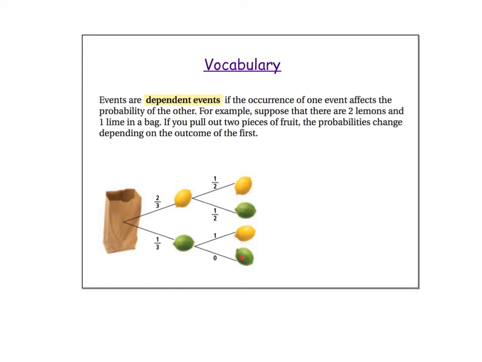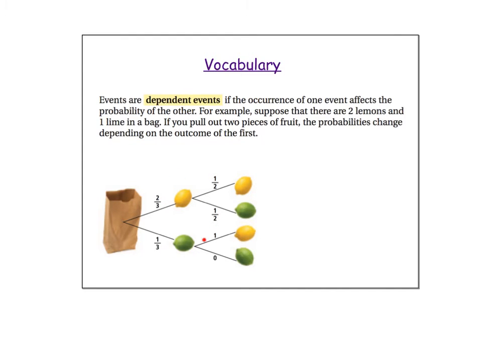The probability of picking a lime would be 0. Now let's say you picked out a lemon first. This is the first one you pick out. This is the second one you pick out. Let's say you pick out a lemon first. Well, if you pick out a lemon first, then there's a lemon and a lime left in the bag. So the probability of you picking a lemon second would be 1/2, and the lime second would be 1/2.